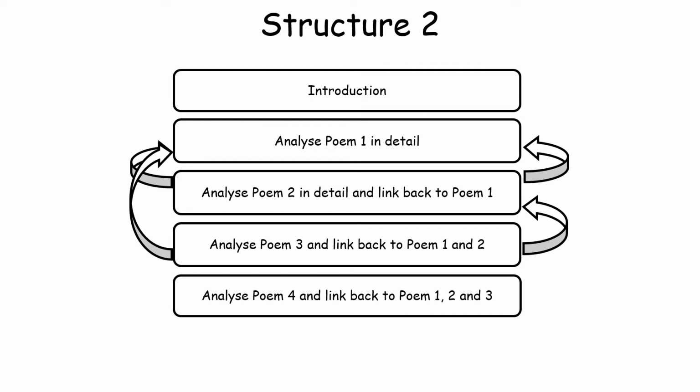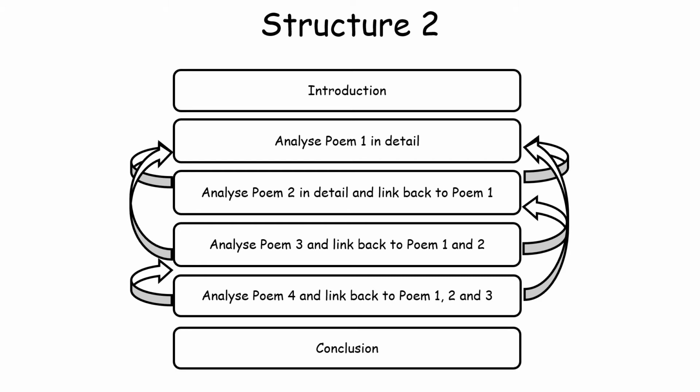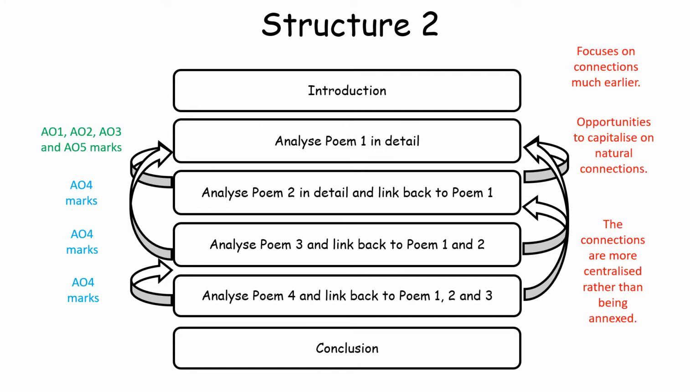3 where necessary. Now, as you can see from the arrows that I've put on screen, this can get a little bit complicated because instead of dealing with poems in comparative connections, what we have now is we have poems that are being cross-referenced all the way through each other. And that is a sophisticated way of doing it, but it would be an easy way of getting lost. And then obviously finishing with a conclusion. So this one is stronger because you'll notice that the AO4 marks are being garnered much earlier than in the last example. However, it is complicated and it does get a little bit difficult to track the essay and to see what's going on. So this one, it focuses on those connections much earlier.